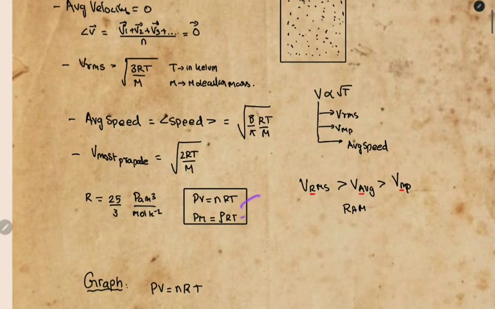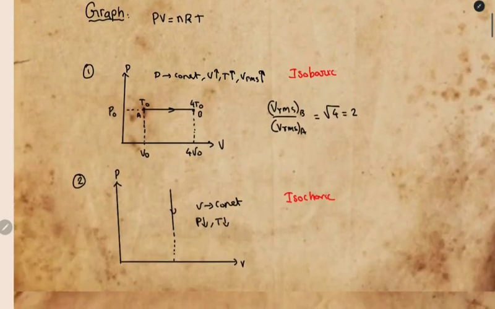We also have this important formula. Most of the questions will be based on this formula: PV is equal to nRT. If you want to change it in terms of density, it's going to be PM is equal to density times RT. Okay, let's see some graphs.